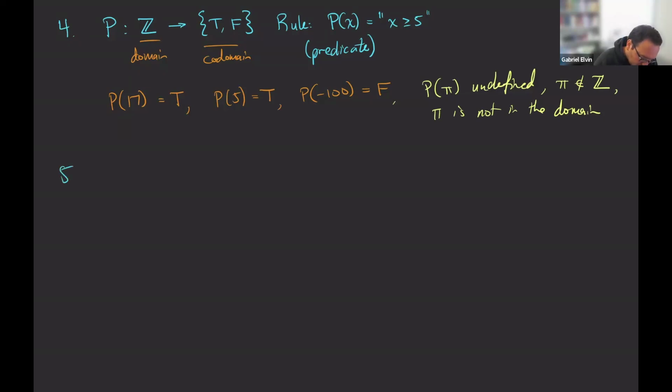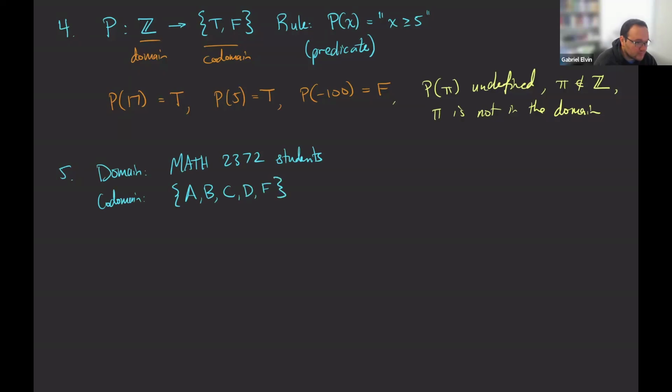Another example would be, I'll state the domain first: the students in this class. And the codomain would be one of these letters. And then what does the function do? It assigns each student a final grade, right?